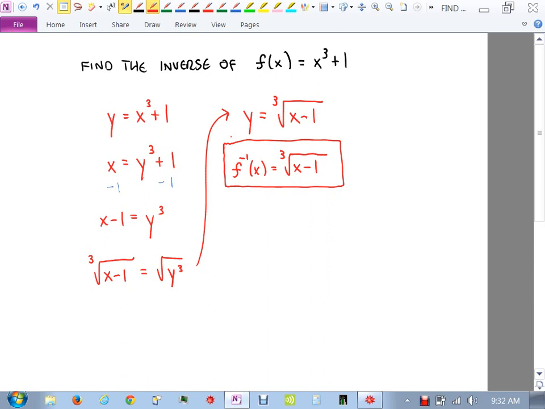Yeah, that's number 6, right? So number 6 of the homework said: verify your answer in number 5 by showing f of g of x equals x and g of f of x equals x. So here's the way we do this. For number 6, the original function we started with was x cubed plus 1. We just found what we think is the inverse, but since I'm checking it, I'm going to call it g of x.